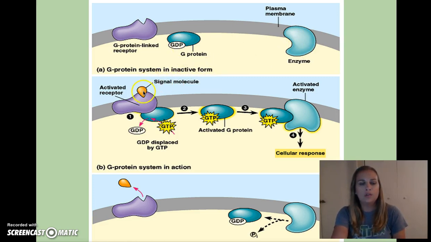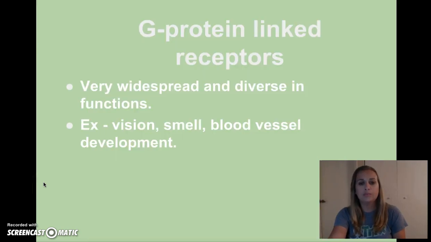Now, when the signal molecule binds to the G protein linked receptor, this receptor is going to become activated. The GDP is going to become displaced by GTP. Then this activated G protein is going to travel down the cell membrane. It's going to link up with this enzyme and activate it, and then this activated enzyme is going to cause some cellular response. When all of this is over, this phosphate is let go, and so now we have the GDP again on the G protein. It's going to travel back, and you can see here that this signal molecule has released. And so we're returning to the inactive form.